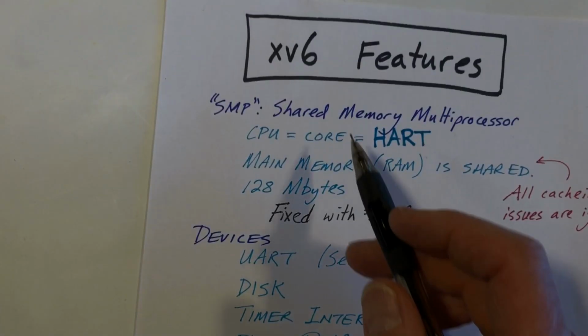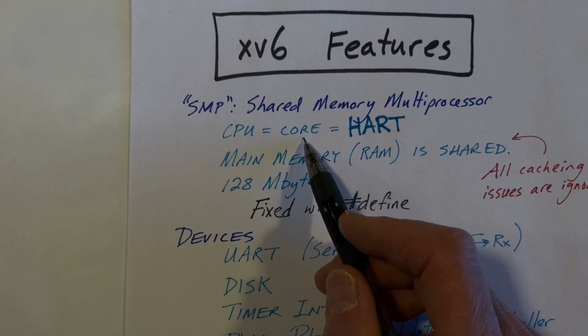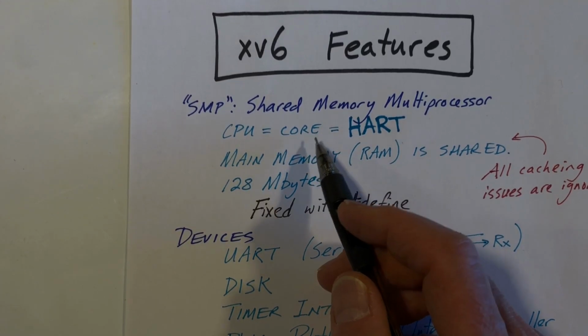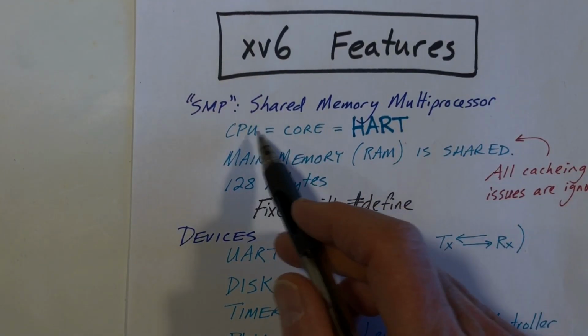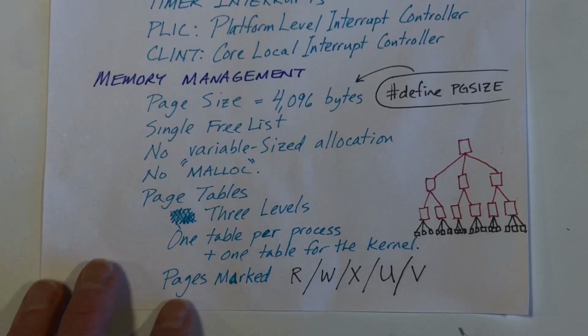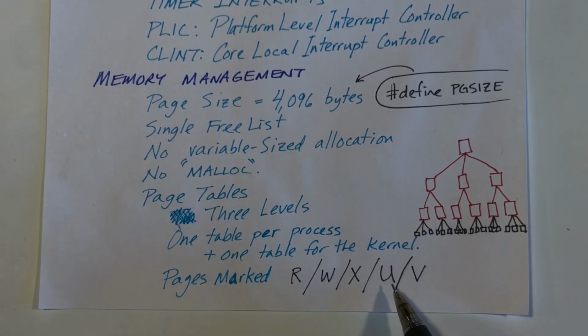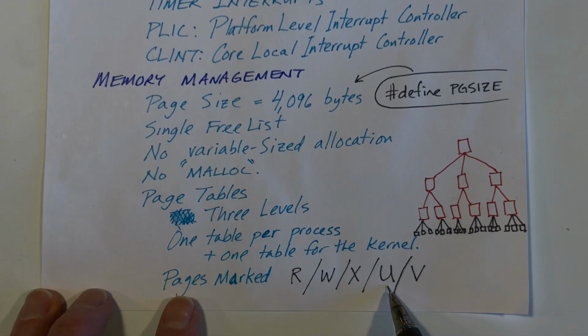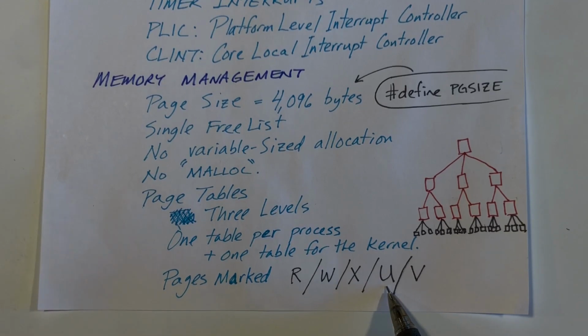Well, I just used the word processor here, and probably I should have said core, so sometimes I guess I use the word processor synonymously with CPU and core. It shows my age, perhaps. So some pages may be restricted so that they can only be accessed when the core is running in kernel mode, and other pages can be accessed by user mode code.